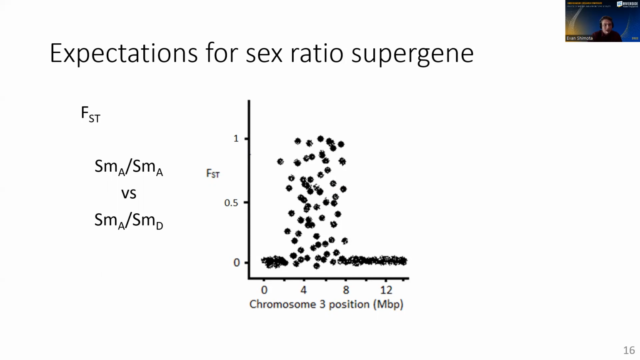In this figure, these are our expectations for the sex ratio supergene. A in the genotype represents a male bias and D represents a female bias. So this FST plot is comparing male bias colonies to female bias colonies. If the findings in Formica execta are similar to those found in Formica glacialis, we would expect that the region here on the figure would be the region of high genetic differentiation on chromosome 3.